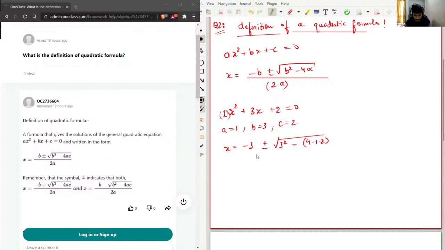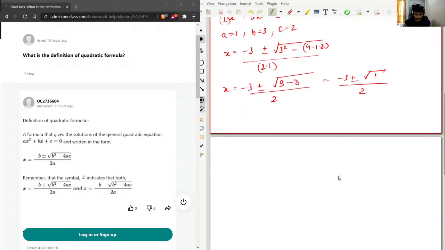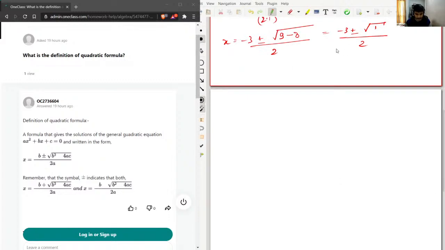Over 2 times 1, so x will be minus 3 plus minus the square root of 9 minus 8, over 2. So this will be 1, and the square root of 1 is nothing but 1 itself, so I can write x equal to minus 3 plus minus 1 over 2.